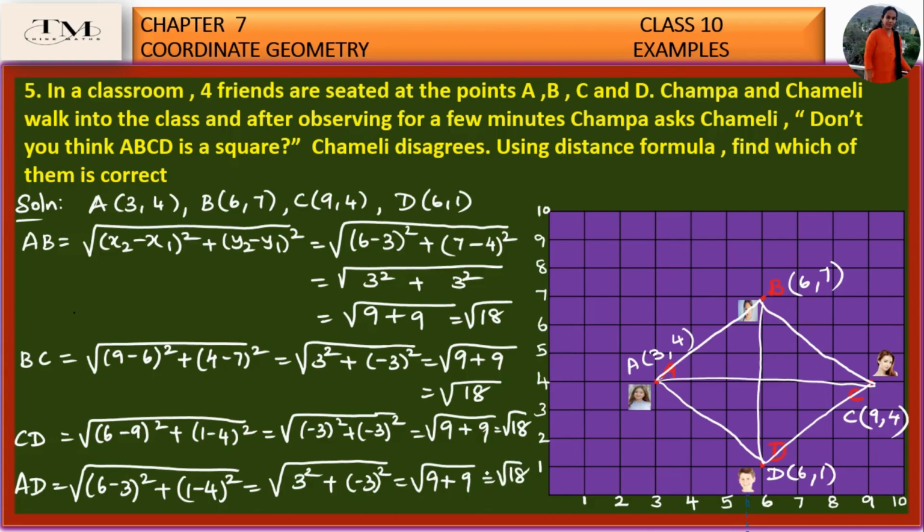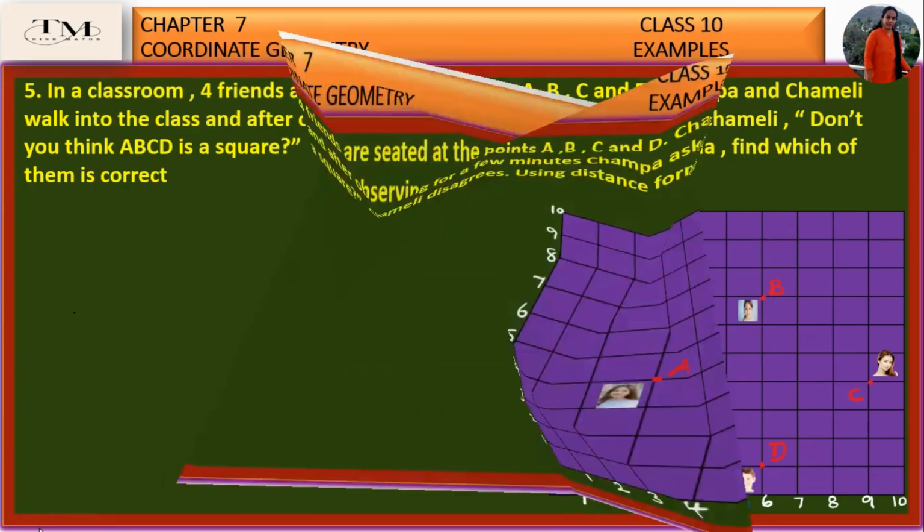So if you check up to this, you will get AB is equal to BC is equal to CD is equal to AD is equal to root 18. That is, all sides are equal. So if you want to prove this is a square, we should prove the diagonals AC equal to BD. So if we prove that, then we can say ABCD is a square. So let us prove that in the next page.